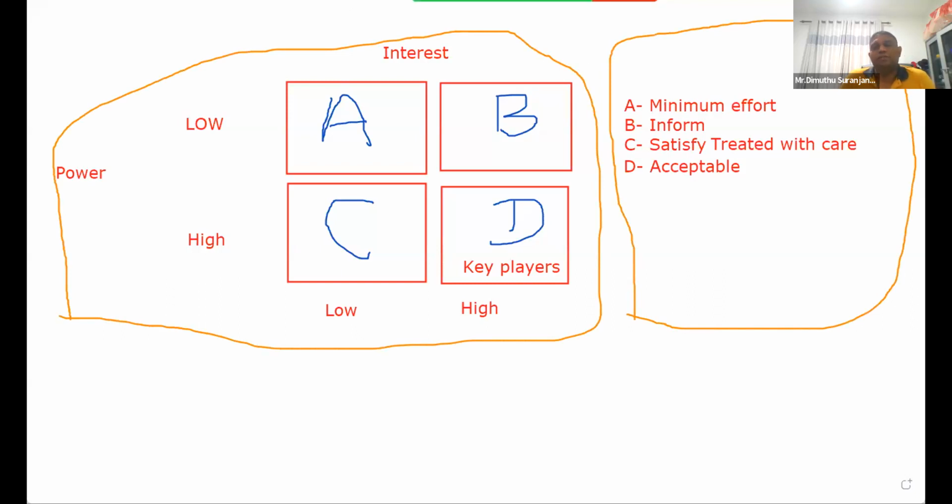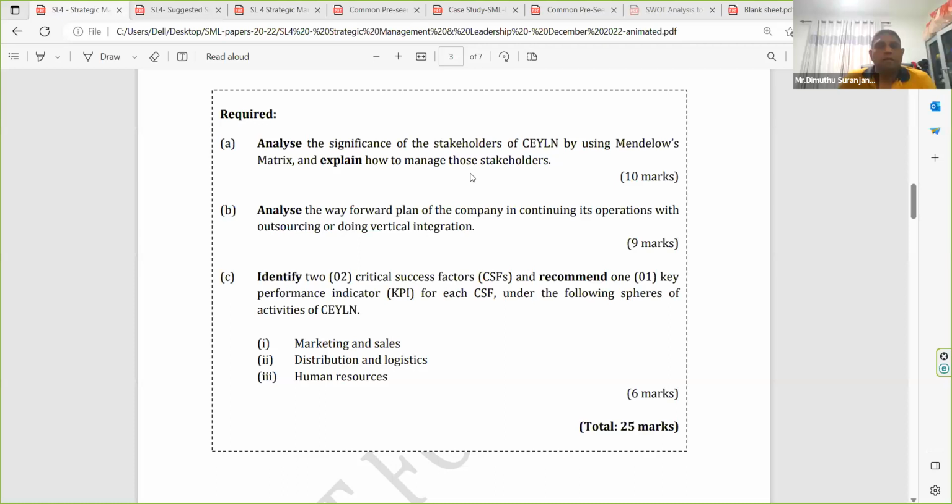If we go to the questions again, now see your questions. The first part talks about identifying stakeholders with the Mendelow matrix. The second part is to explain how to manage those stakeholders.